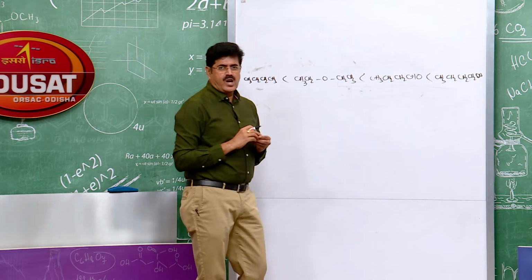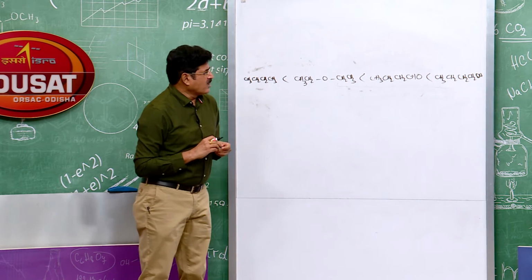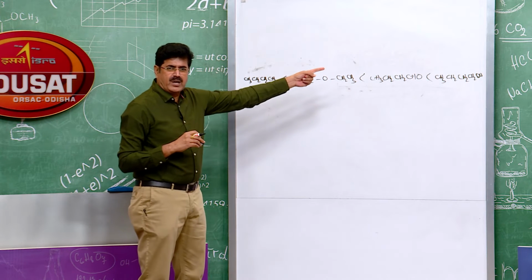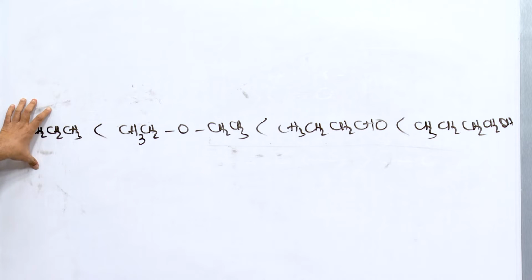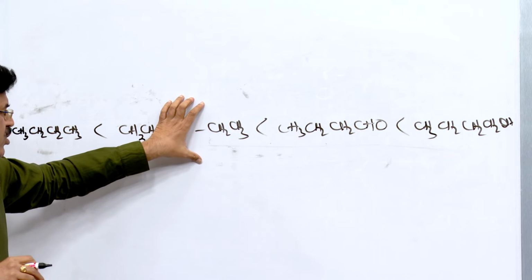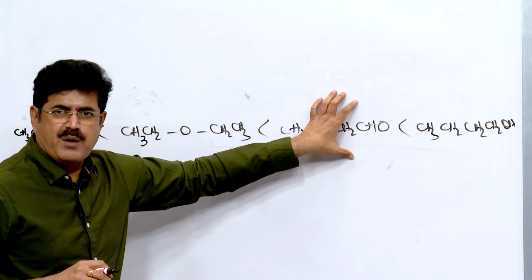This is the increasing order of boiling point. That alcohol has the highest boiling point because of intermolecular hydrogen bonding and van der Waals forces of attraction. The other has a very low boiling point, and this is dipole attraction.